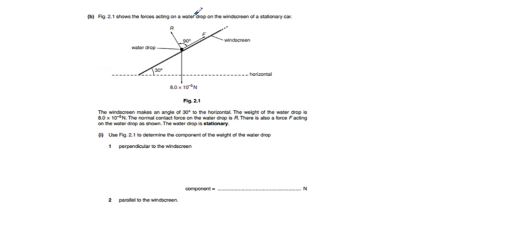Figure 2.1 shows the forces acting on a water drop on the windscreen of a stationary car. The windscreen makes an angle of 30 degrees to the horizontal. The weight of the water drop is 8 times 10 to the minus 5 newtons. The normal contact force on the water drop is R. That's this one here. Let's just remind ourselves what a normal contact force is.